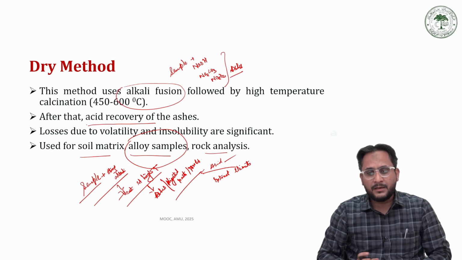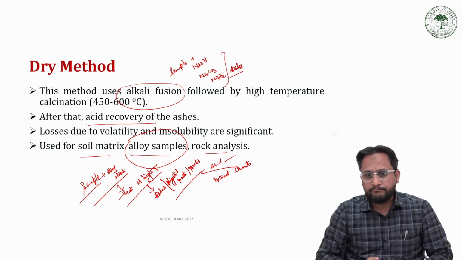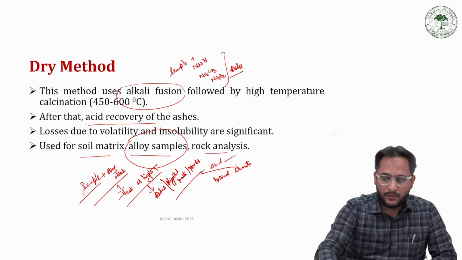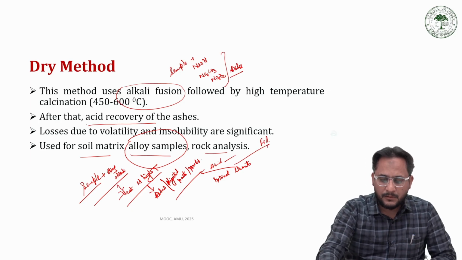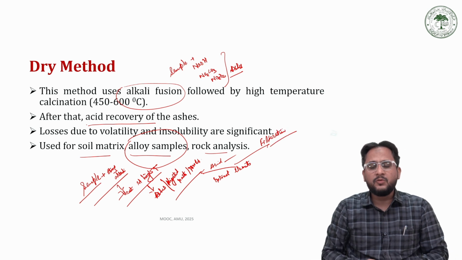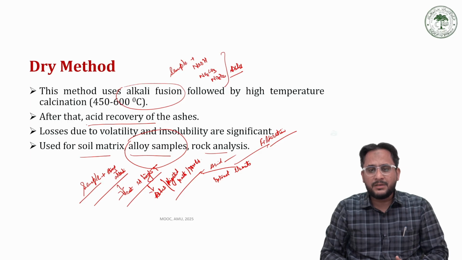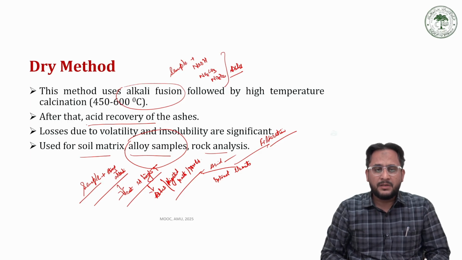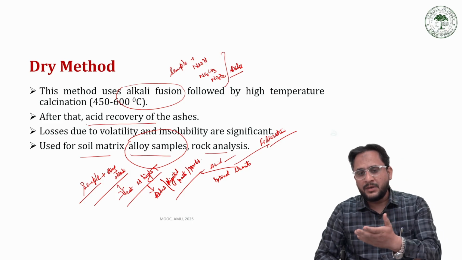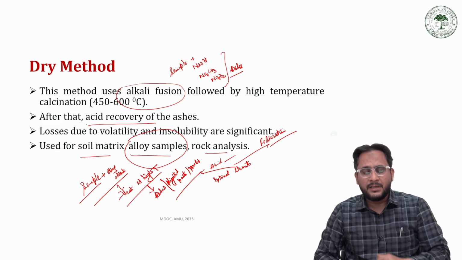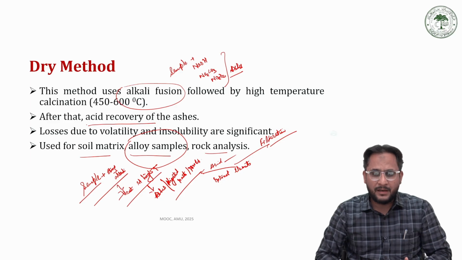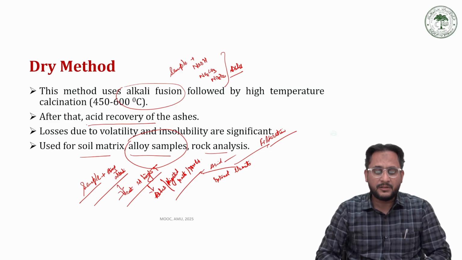Now we cannot directly inject this acid into the nebulizer. We go for filtration, or we simply centrifuge the sample to remove all the suspended impurities, ashes, powder, or any soil sample that is still left. Then the filtrate is ready for injection into the nebulizer for the formation of the emission spectrum and further studies.